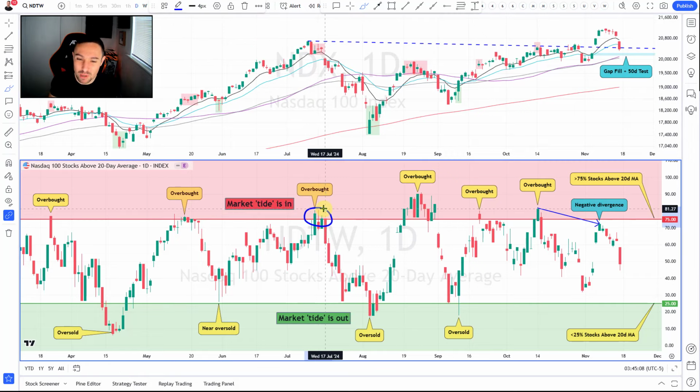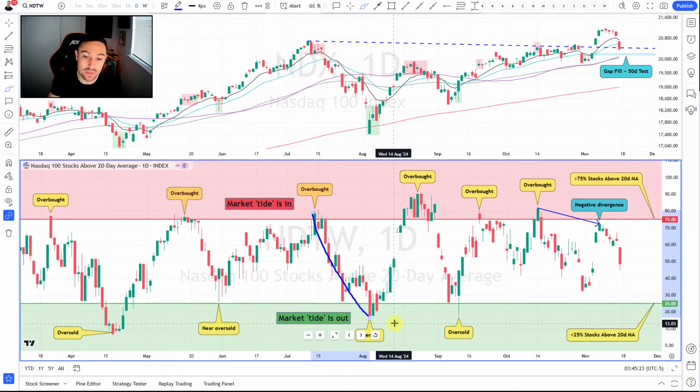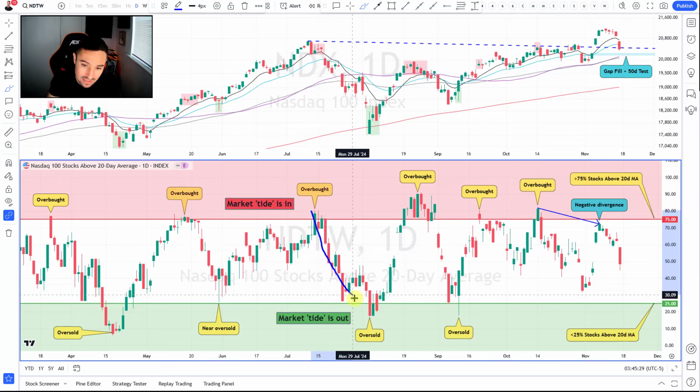Yeah, sure, it may push in a little bit more, but actually that next major swing, that main swing of the market tide, is probably going to be a transition from overbought territory, which is greater than 75% of NASDAQ 100 stocks above their 20-day, to transitioning to oversold or near oversold, which is then less than 25% of those NASDAQ 100 stocks above their 20-day. So that market tide is then going to flow out.